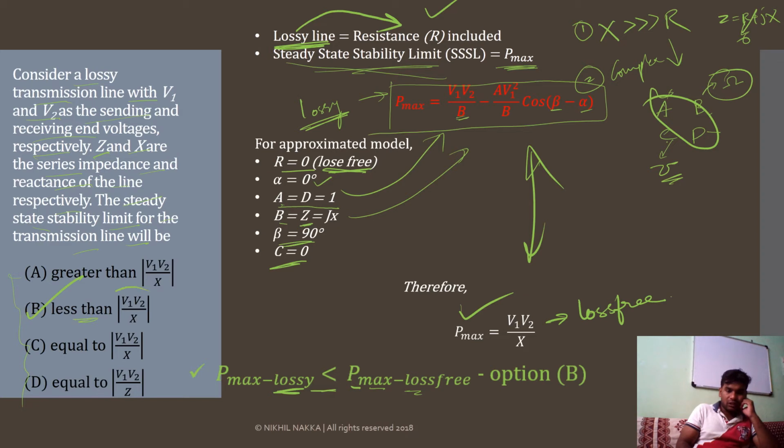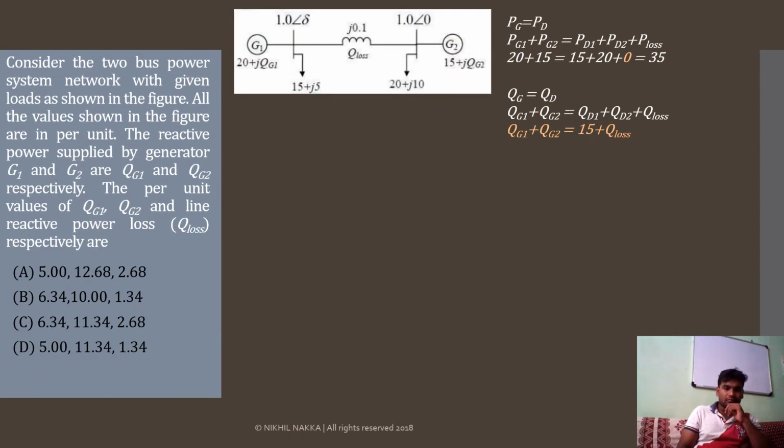Less than V1 V2 by X, the loss free line, isn't it? So that is the answer. Hope you understood this problem. So let's take the next question.